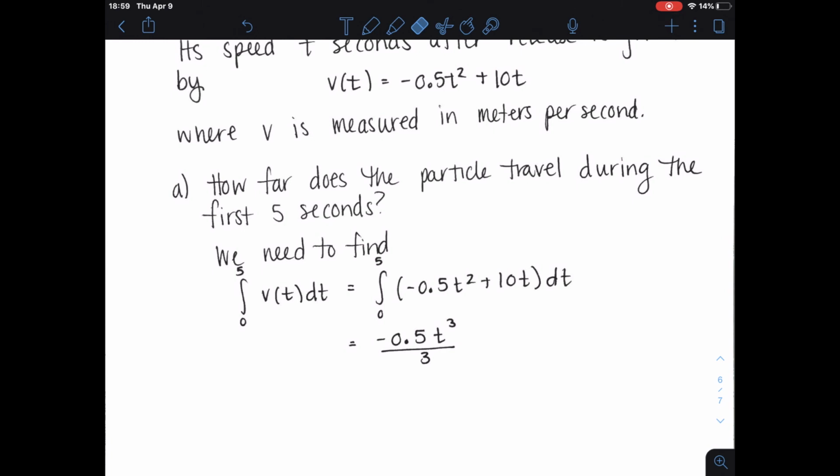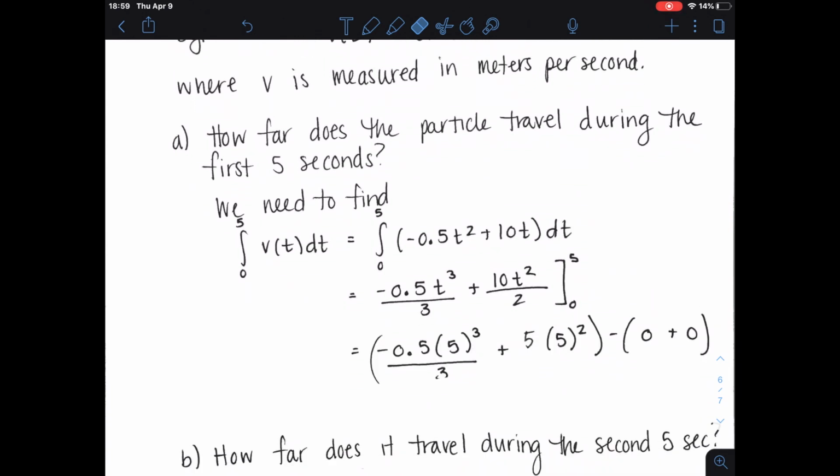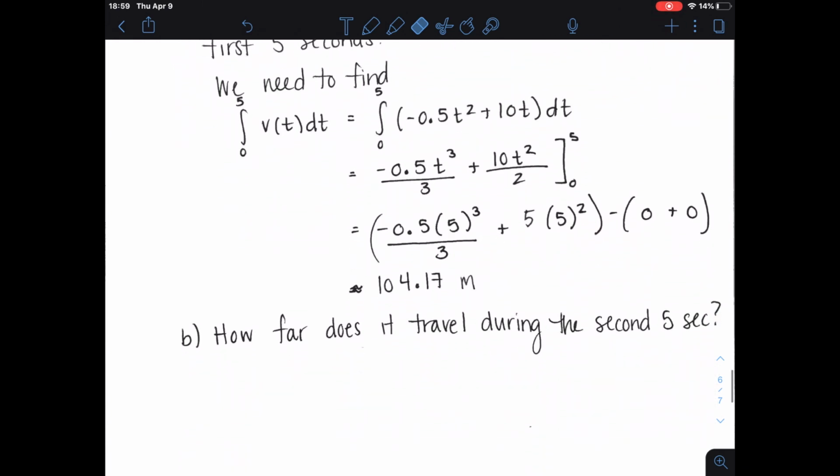The antiderivative of negative t squared is negative t to the third over 3. Then you get 6t squared over 2, plus 6t, and we want to evaluate that from 0 to 5. So you plug in 5 first, then subtract what you get when you plug in 0. Nice stuff happens because you'll get 0 there. After some simplification, and if you plug it into your calculator, you're going to see that the particle traveled about 104.17 meters. Okay.